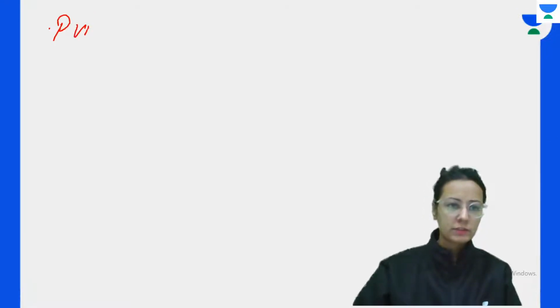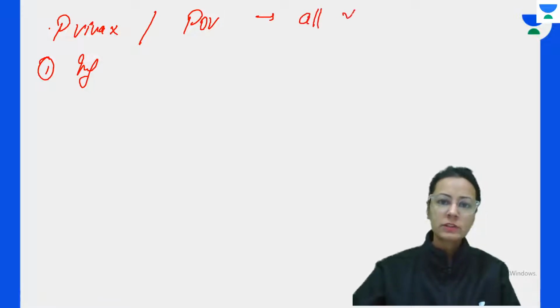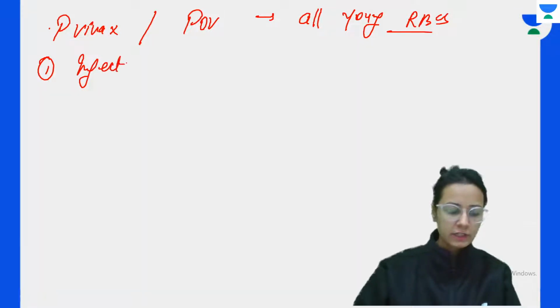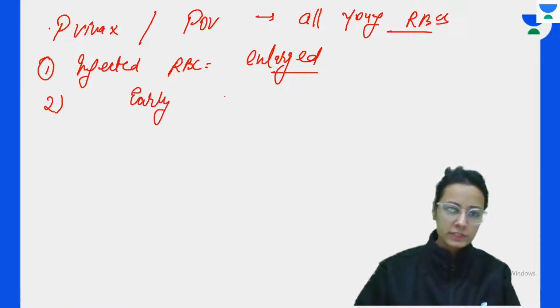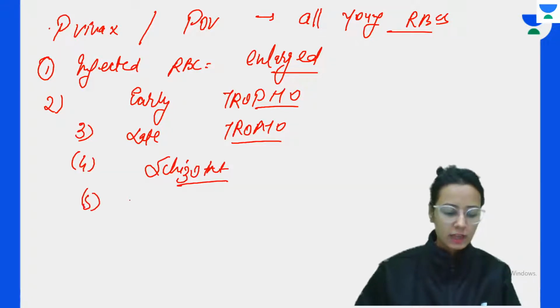Now, talking about Vivax and ovale. They infect all the young RBCs, and the infected RBCs will be enlarged. Then we have the early trophozoite stage, the late trophozoite stage, the schizont stage, and the gametocyte stage, that is the amoeboid form.